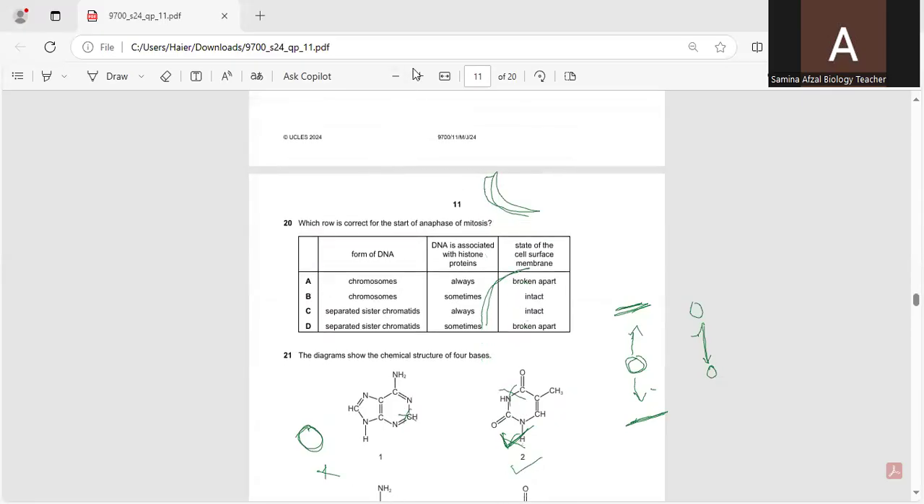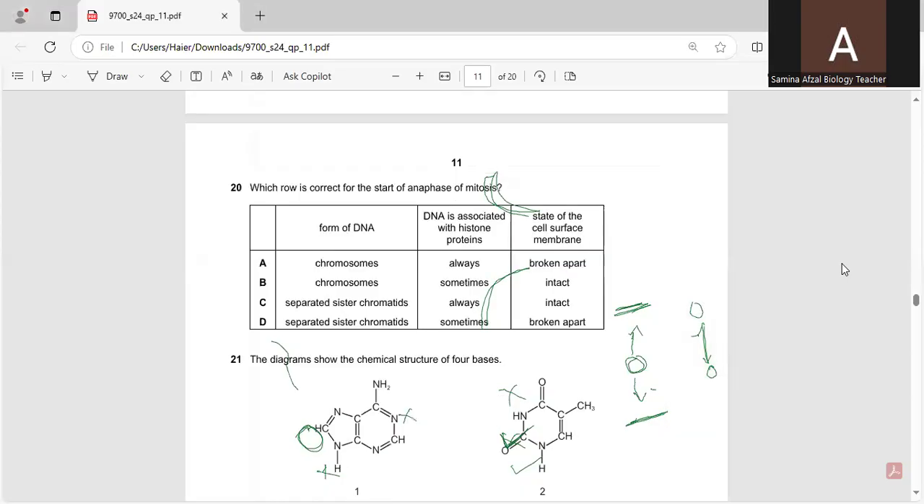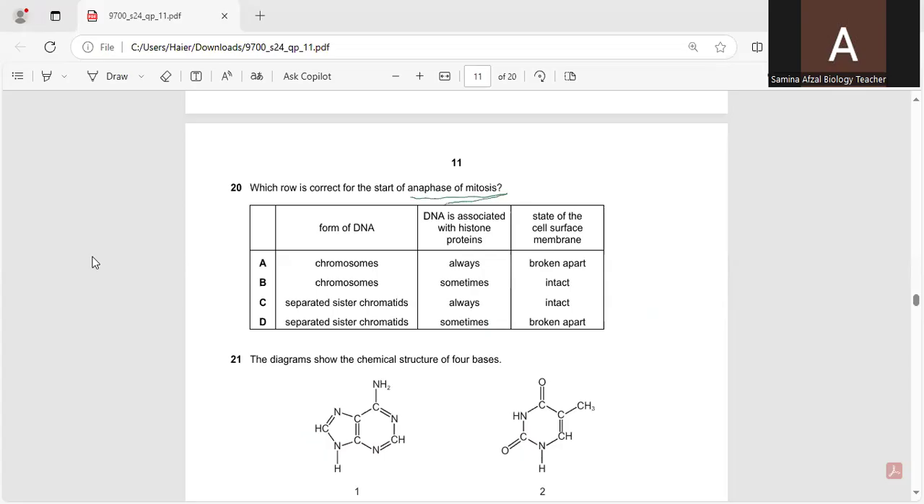Question number 20. Which row is correct for the start of anaphase of mitosis? Form of DNA: chromosomes. At the start of anaphase of mitosis, sister chromatids are separated. So these two can be the options C and D.